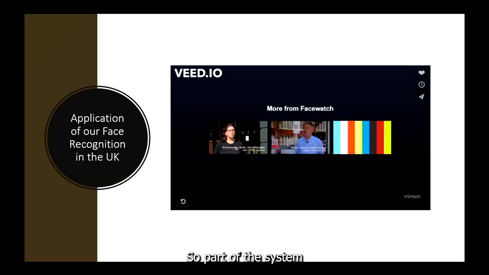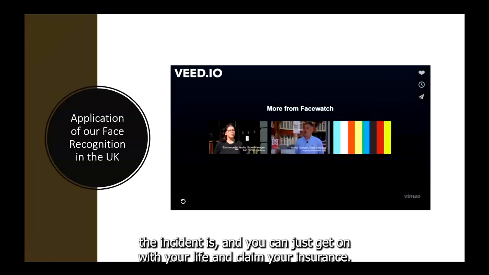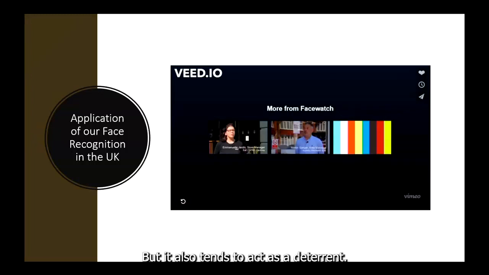So part of this system allows you to do complete police reporting at the station. They get the witness statement and everything from the person through the security guards, and they file it, and you get a police report back that you can use for insurance rather than having to go to the police station. So it's all sorted out just after your handbag's stolen or whatever the incident is, and you can just get on with your life and claim your insurance. It also tends to act as a deterrent. So it's quite an interesting model.